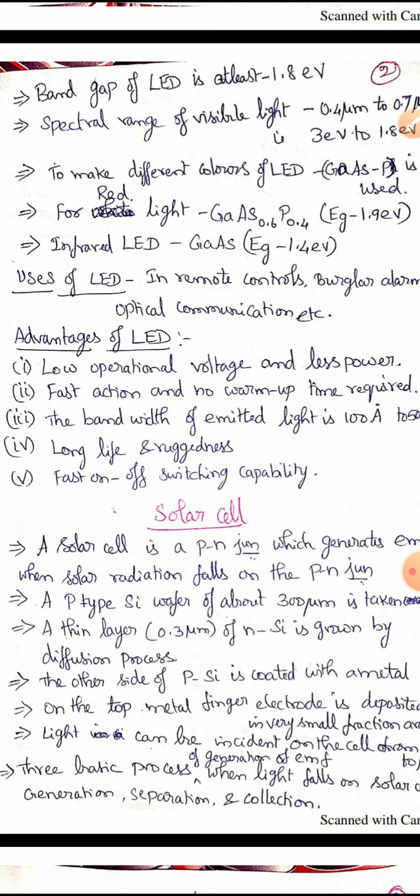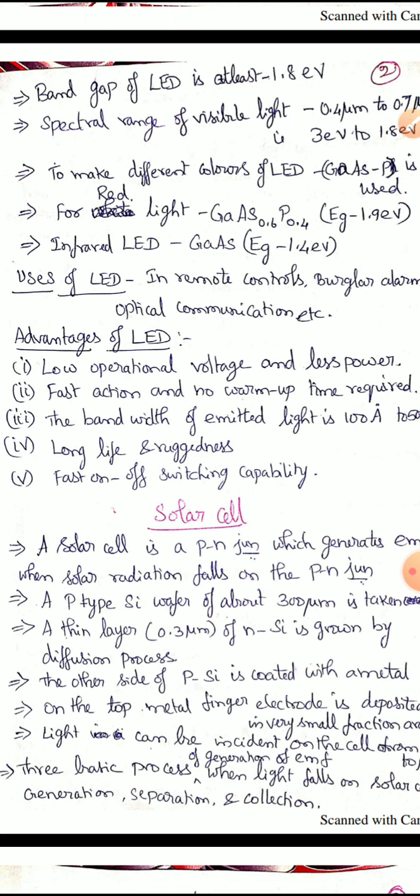It works at a very small voltage. If you provide a small voltage itself, it will work. That is low operational voltage, and the power will also be less. With less power it will work, and it will act fast. Normal tube lights and normal lights take some time to switch on, but this will act very fast, that is fast action, and no warm up time is required.